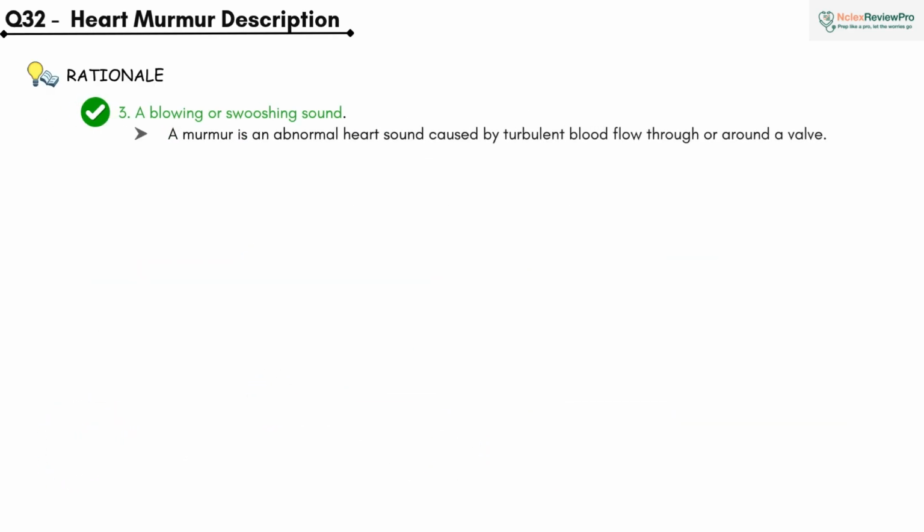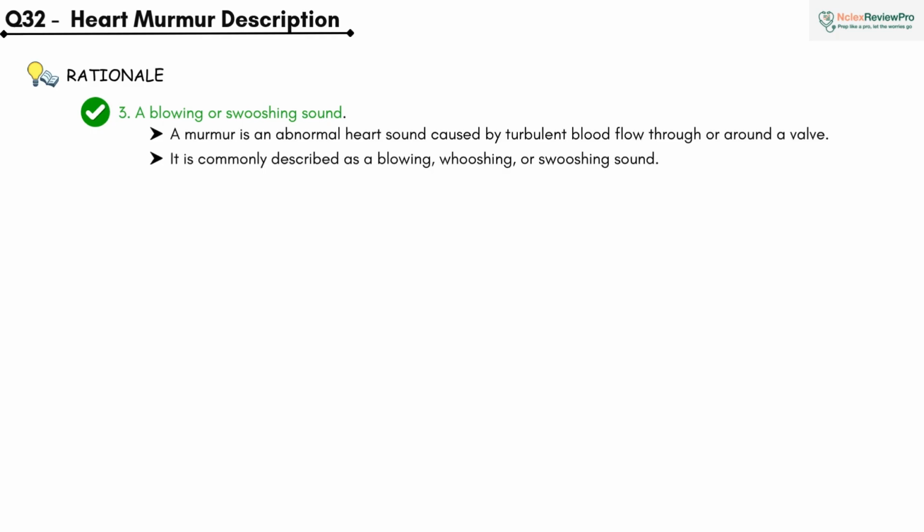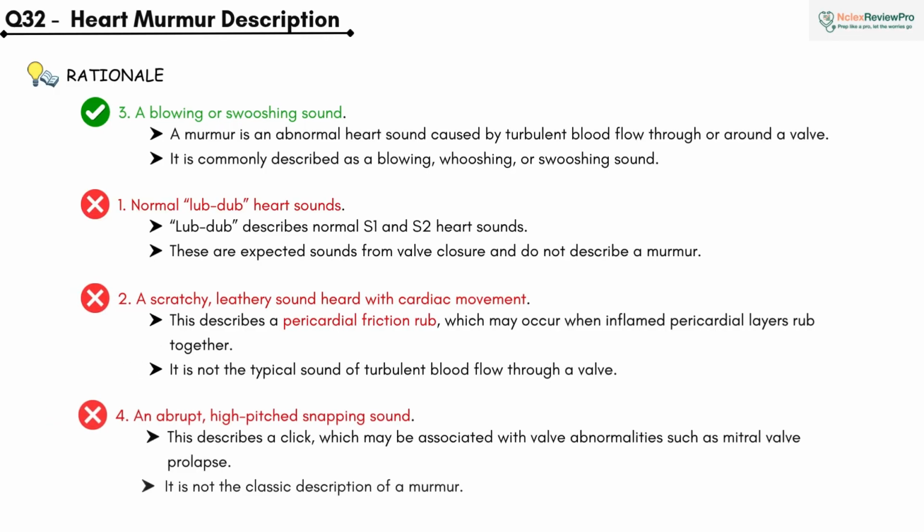All right, let's look at the rationale. A heart murmur is an abnormal heart sound caused by turbulent blood flow through or around a valve. Because this client has a suspected incompetent heart valve, the nurse should connect turbulent blood flow with a murmur. Murmurs are commonly described as blowing, whooshing, or swooshing sounds. Now let's look at the other options.